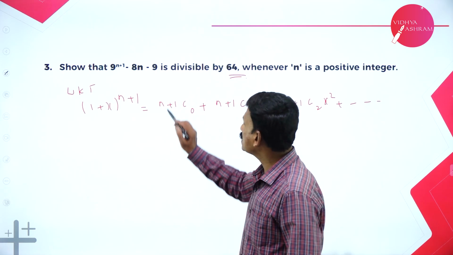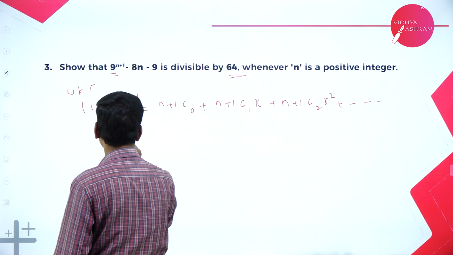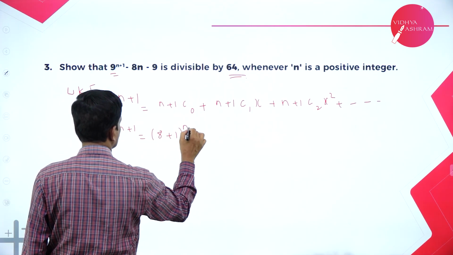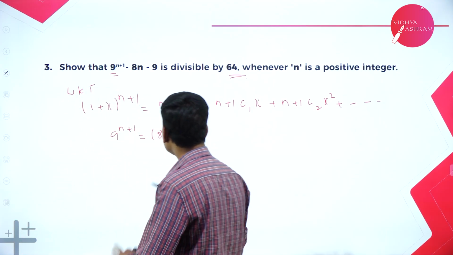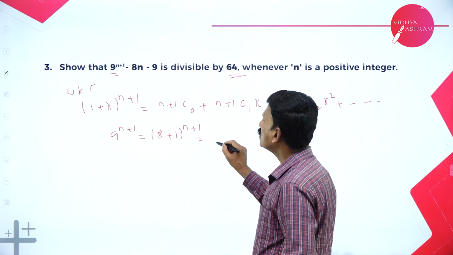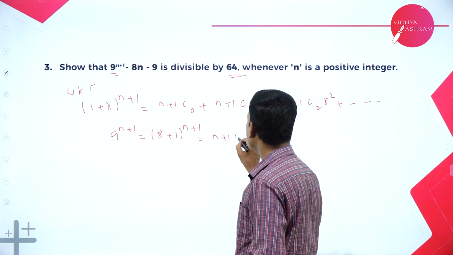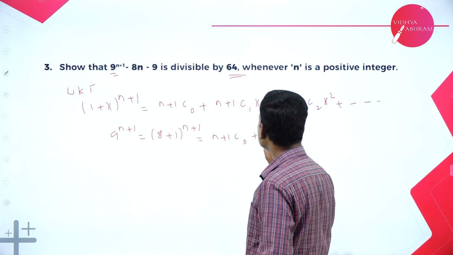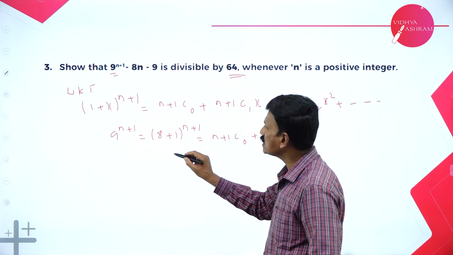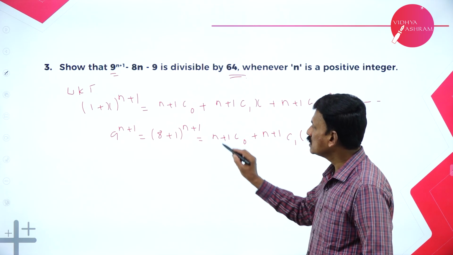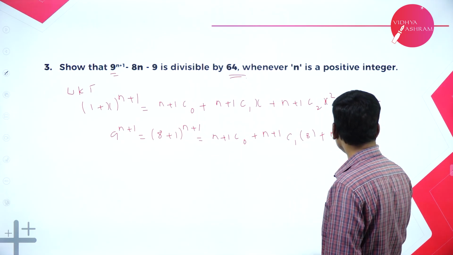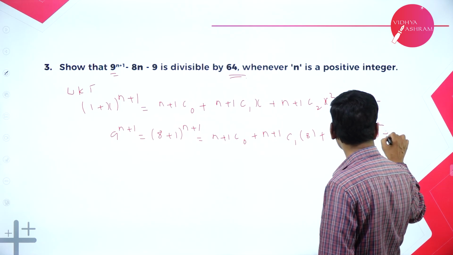Right. Now let us split this 9^(n+1). 9^(n+1) can also be written as (8 + 1)^(n+1). That is of the form (1 + x)^(n+1). What is this equal to? So this is nothing but (n+1)C0 + (n+1)C1 into x. What is x here? x is equal to 8. Next term (n+1)C2 x², 8², plus etc.